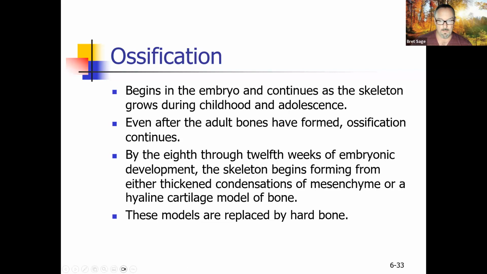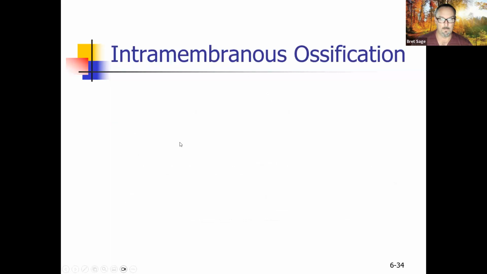By the 8th through 12th weeks of embryonic development, the skeleton begins forming from either thickened condensations of mesenchyme, which is a tissue found in the fetus, or a hyaline cartilage model of bone. This is the most common. The hyaline cartilage model forms, and then the bone replaces the cartilage with bone. These models are then replaced by hard bone.